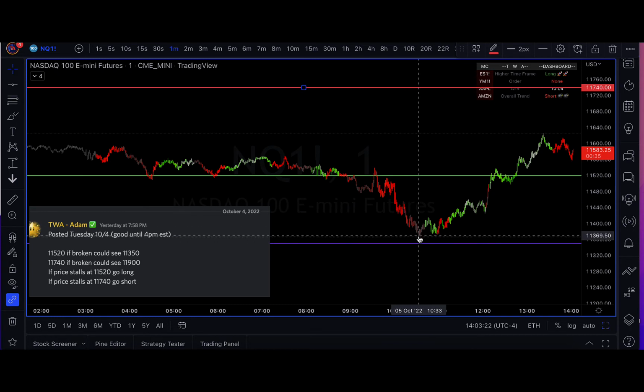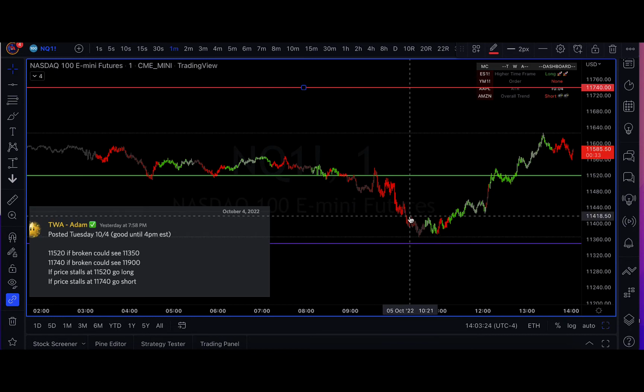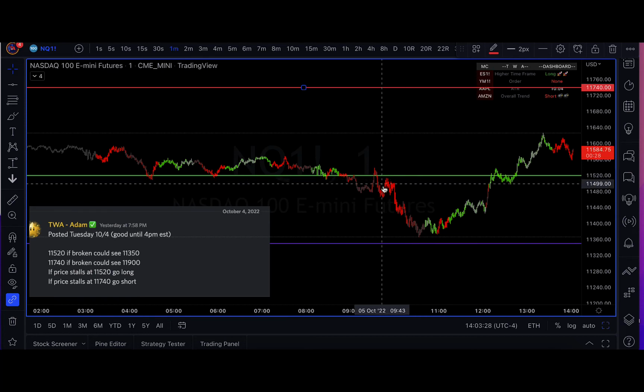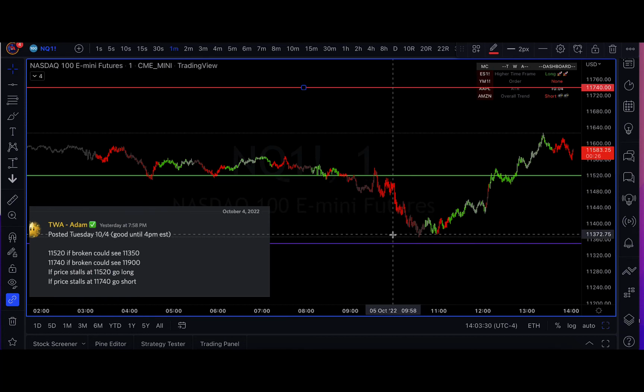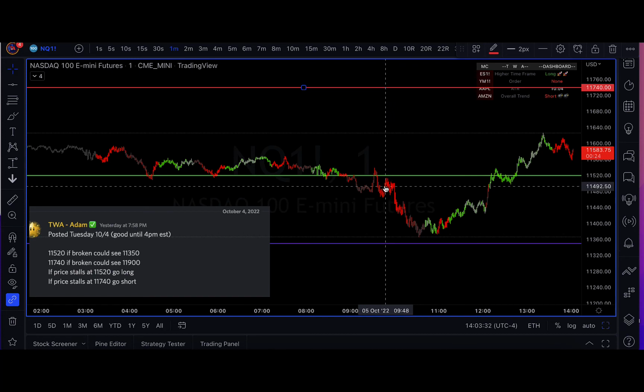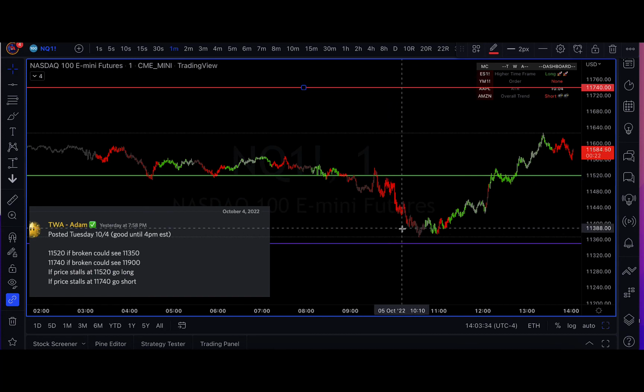I didn't get it all the way down here. I got out right about here. All right, so almost 100 points. I missed 100 points this time, but I was really close. So that's my only trade of the day. But let's see how the rest of the trade played out.